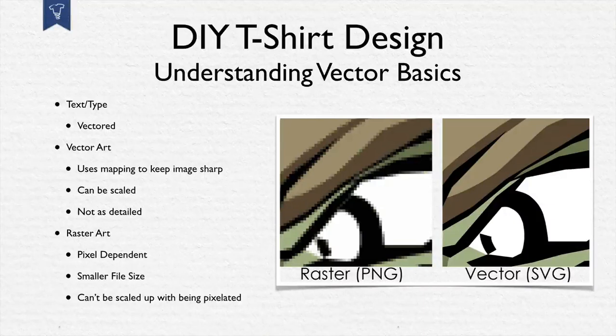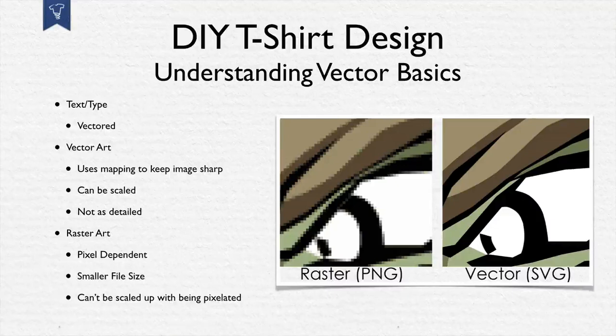You have three main graphic types. You have text or type, which is all the text that you see on this screen, and that is vectorized. Then you also have vector art and raster art. Vector art uses mapping to keep the image sharp. It can be scaled, but it's not as detailed, and it's a huge file. As you can see on the right side of the screen, there's an image, and the one on the right is a vector, and the one on the left is a raster image. Whenever you scale these up, this is what it looks like.